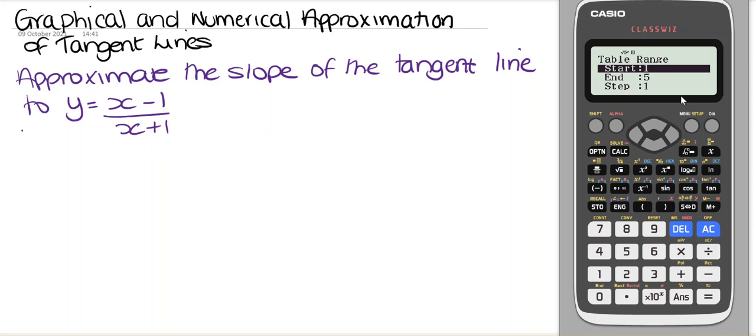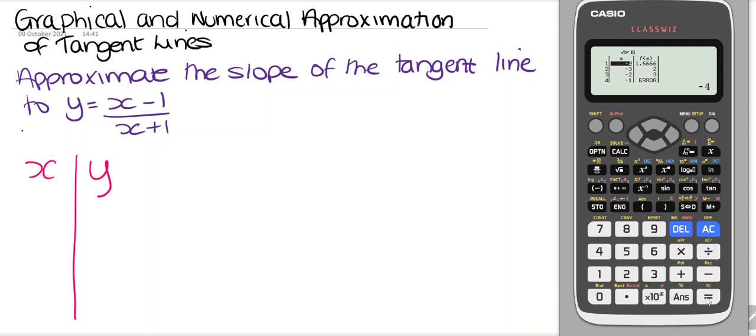So we're going to set up a table, and we're going to go from -4 to +4, and we'll just do it in steps of 1. So we have our table of values here, we've got x and y. We want -4, and then we're going to have 1.666 recurring, so -3 and 2. And then we've got -2 and 3.